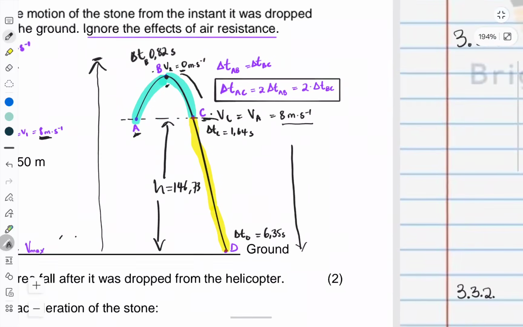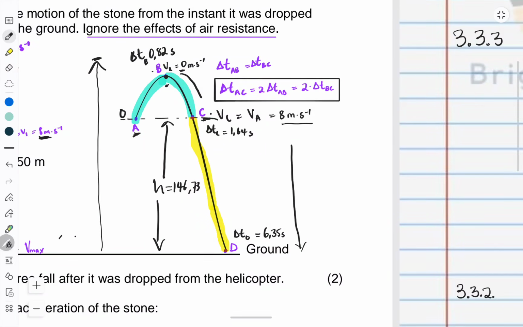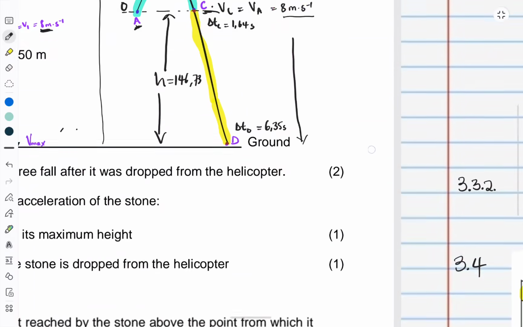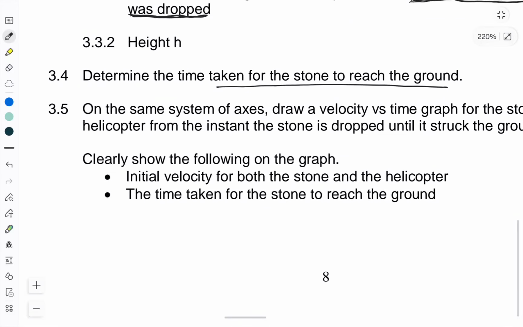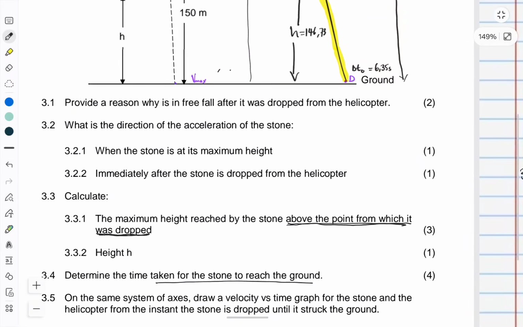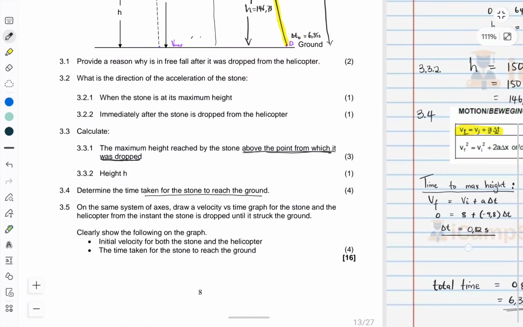So why am I marking these points? So the times here are 0, 0.82, 1.64. The reason I'm marking these points is because those are the points of interest. And when I draw my graph, which is the next question that I saw there, I must indicate all those points, okay? So let me show you.